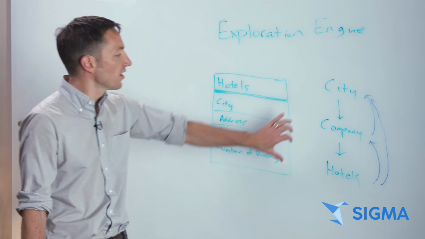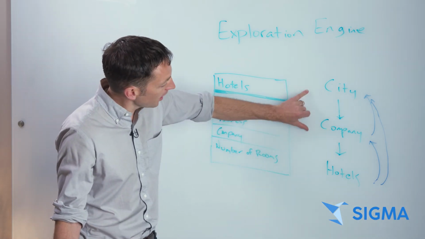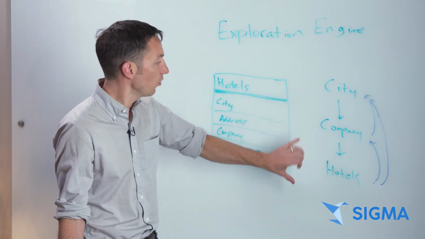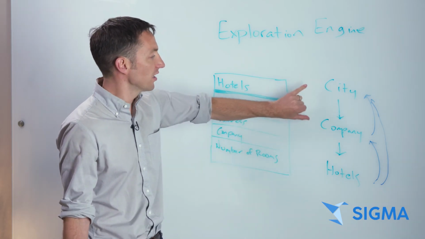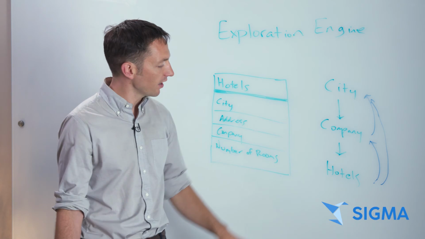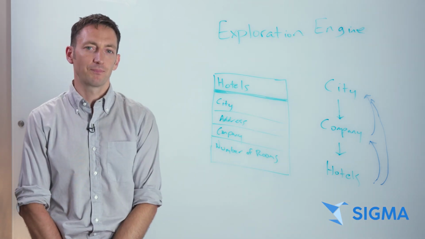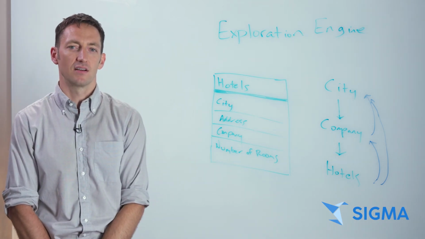Now, let's say I change my mind about how I want to organize this data set. I ask one question, I answer it, that leads me to another question. I can flip this around, I can change the hierarchy, and do that with a single click. That's the power of Sigma, and that's the heart of our exploration.